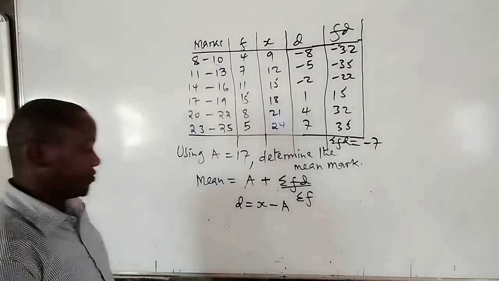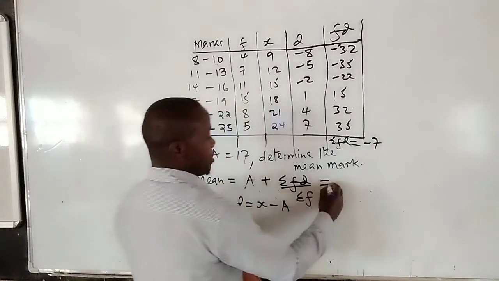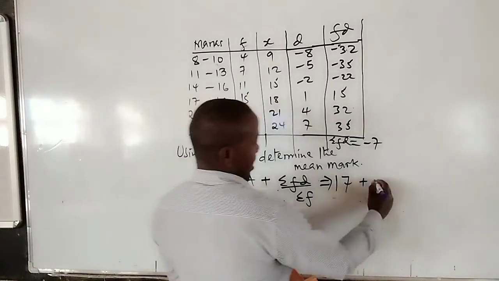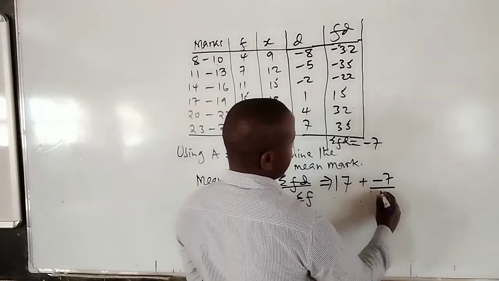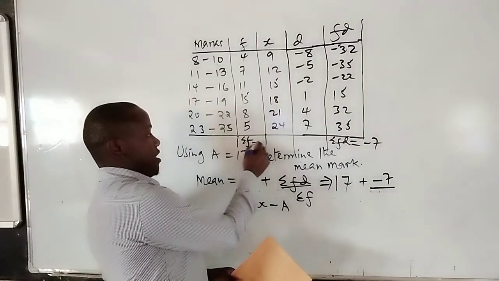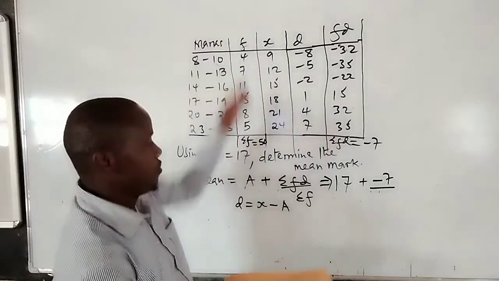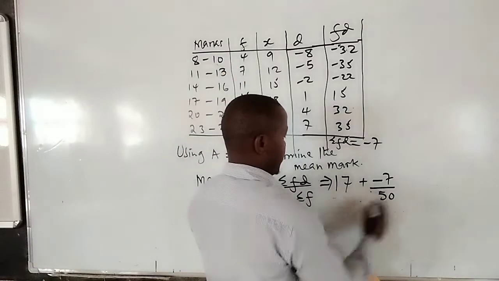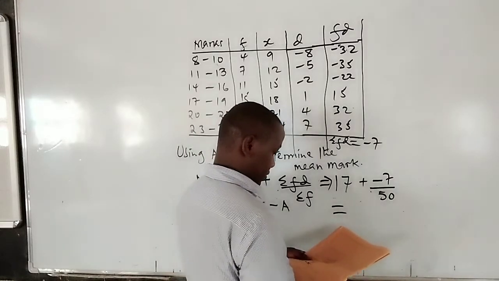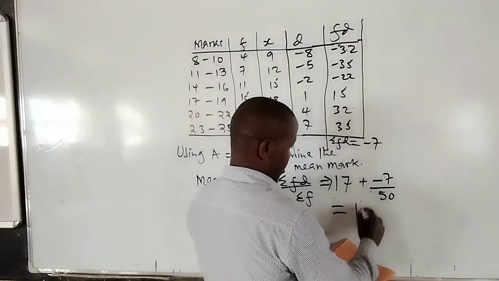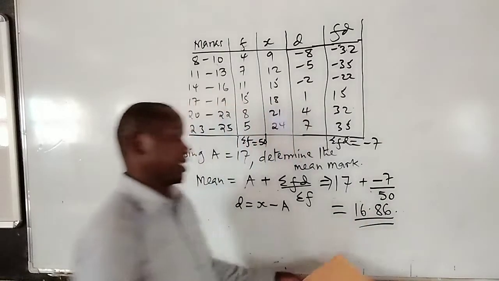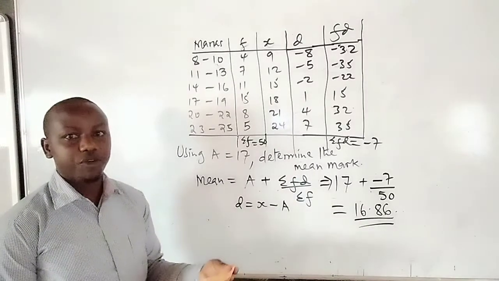Therefore, now our mean score will be the assumed mean of 17 plus negative 7 divided by 50, since this is the mean score of 50 students. Therefore, here we will be getting a score of 16.86. So the mean score was 16.86.